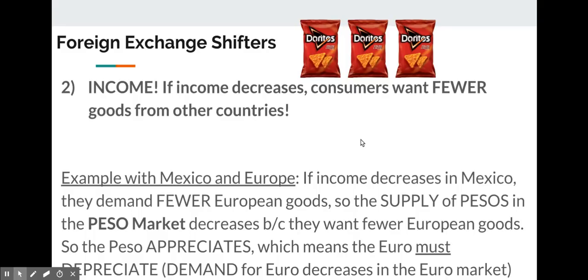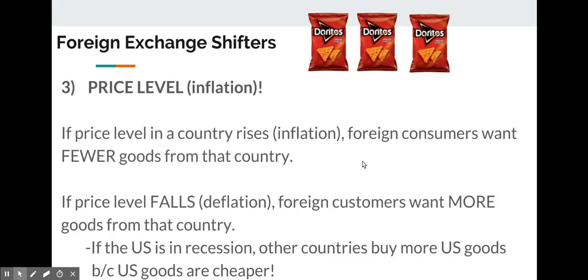So if there's fewer pesos out there, they are more valuable. And if they do not want to supply pesos, that means the demand for the euro decreases in the euro market. So the peso appreciates, which means the euro must be depreciating. The third and last kind of major shifter is price level or inflation.